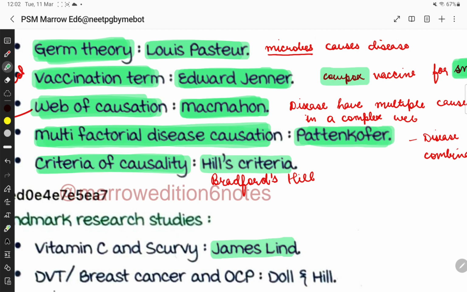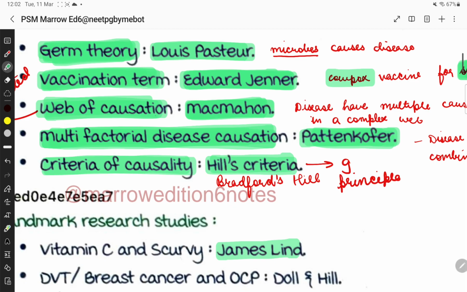And criteria of causality, that is Hill's criteria. So Hill's criteria has a set of 9 principles which is used to determine whether an association between a factor and the disease is causal. Okay, there are 9 factors: strength of association, consistency, specificity, temporality, biological gradient, plausibility, coherence, experiment, analogy. So these are the 9 principles of Hill's criteria.